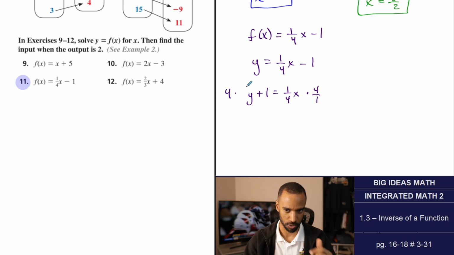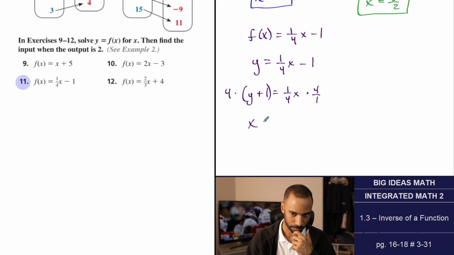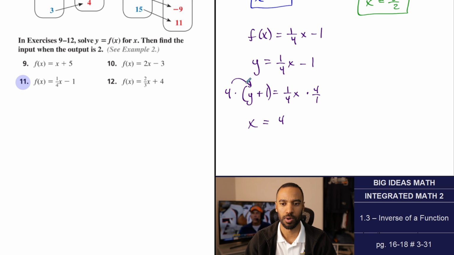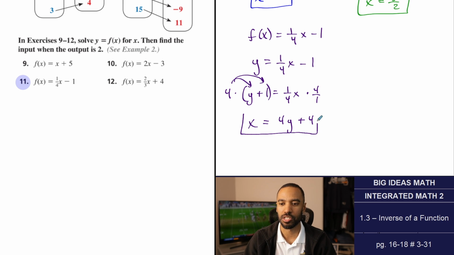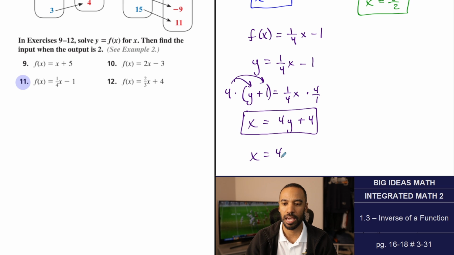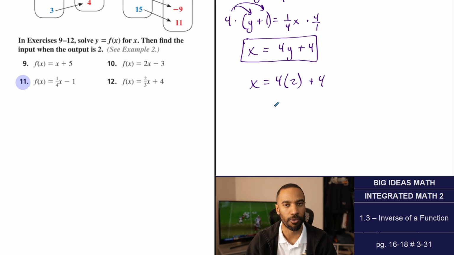Now 4 multiplies with both terms, parentheses like that. So you can either write it as 4 times the quantity y plus 1, or you can distribute and get 4y plus 4, kind of like that slope-intercept form thing. And then we're going to substitute 2 for y to find the input when the output is 2. When the output is 2, the input seems to be 8 plus 4, which is 12.